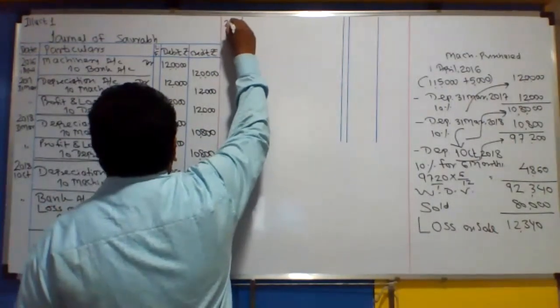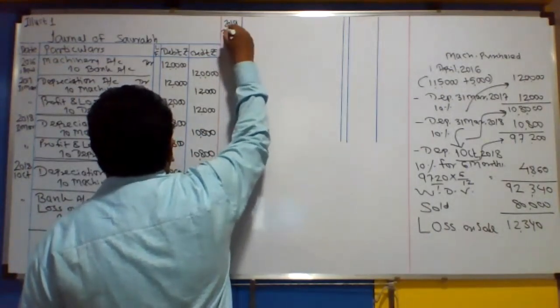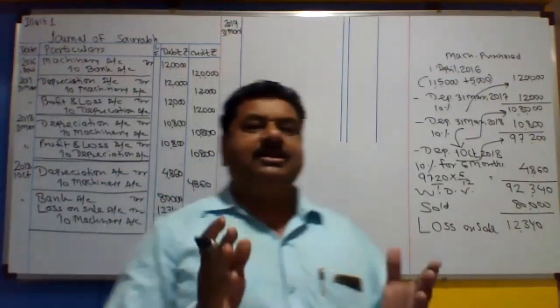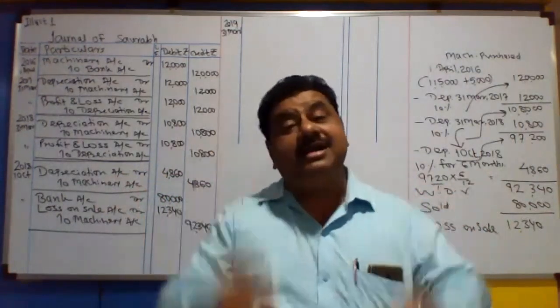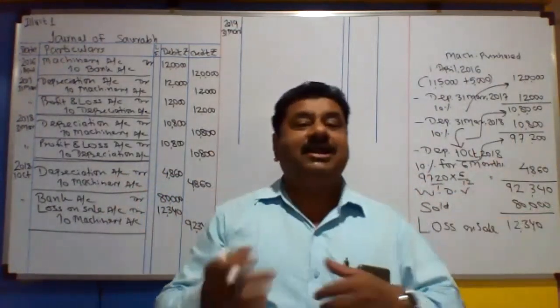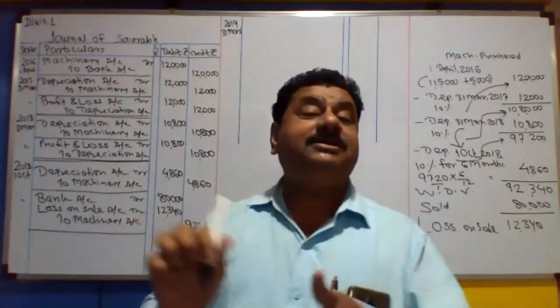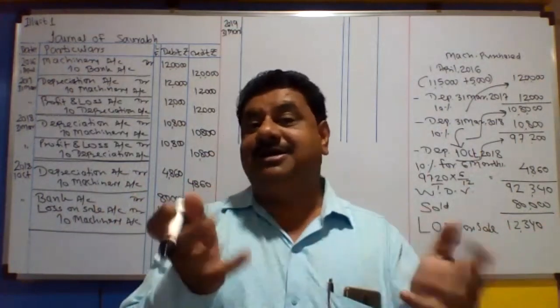आता नेक्स्ट एंट्री बघा, दॅट इज 2019 31 मार्च. आता तुम्ही म्हणाल सर 31 मार्च 2019 डेट कुठून आली? It is a third year end. इयर एंडिंगला तर जायलाच पाहिजे ना आपल्याला. We must transfer the depreciation and the loss on sale to profit and loss account because these are losses.